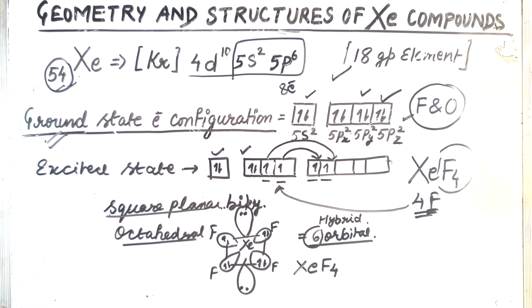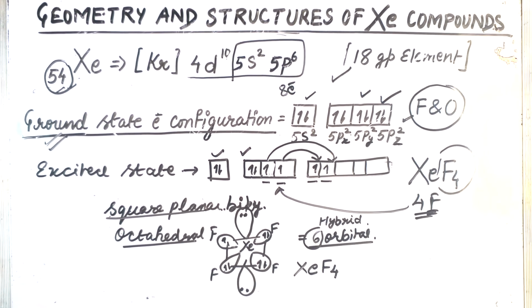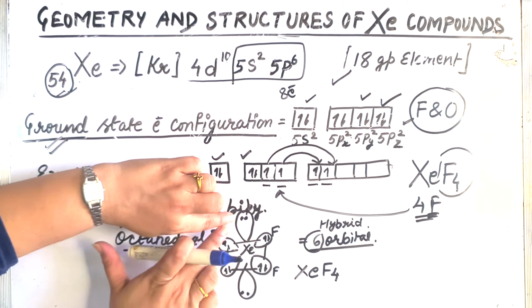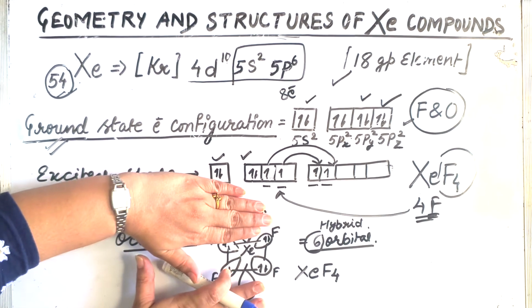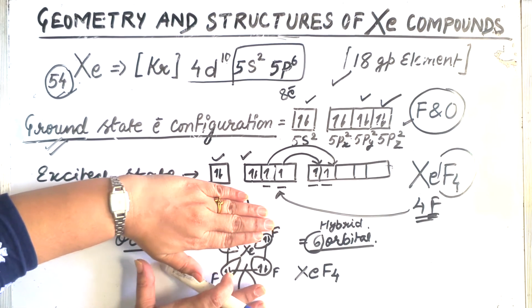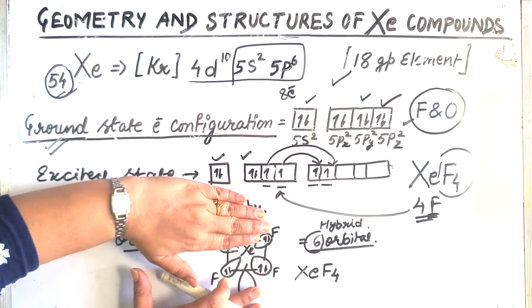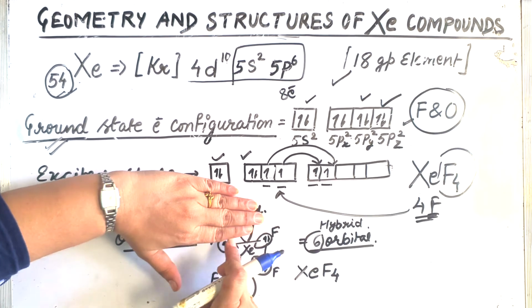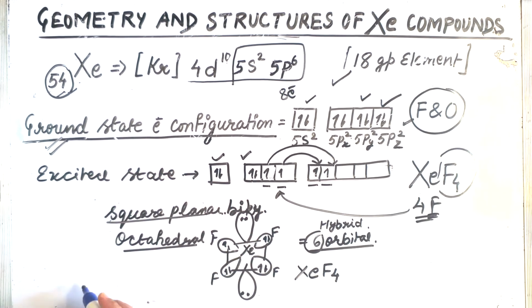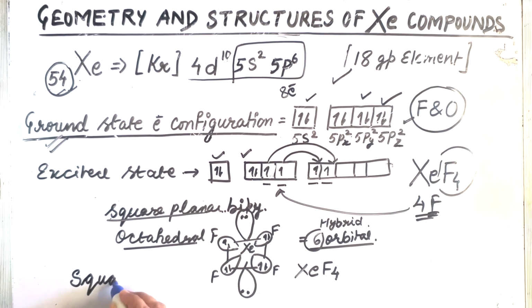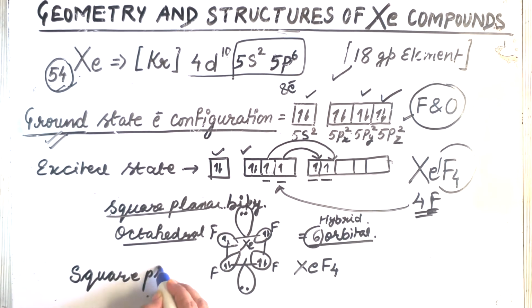XeF4. Now all of you can observe here and understand this concept that these two lone pairs are not going to contribute in the making of the structure because they are clouds simply. What is the structure then left out? Here is the structure. So this is the structure called square planar.